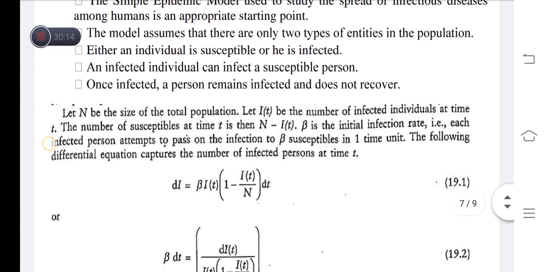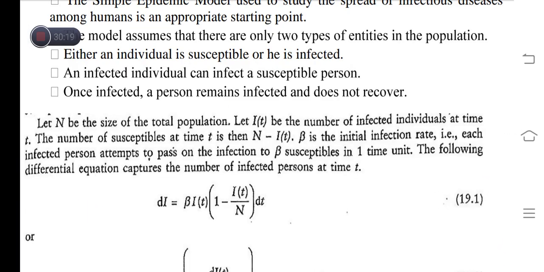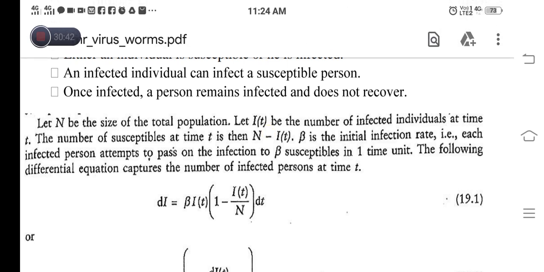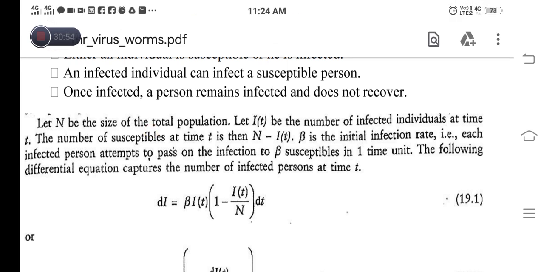So here we are considering that N is the size of the total population, and I of t, where I stands for infected, is the number of infected individuals at the time t. At this particular time t, we have this many infected entities, that is I of t. Then the number of susceptibles at the time t is N minus I of t, because N is the total population. From that we subtract the infected entities at that particular time t. That gives us the susceptibles quantity.